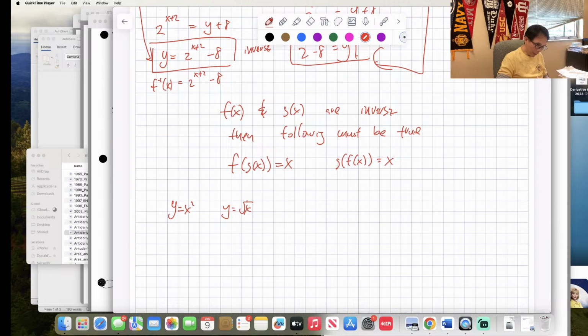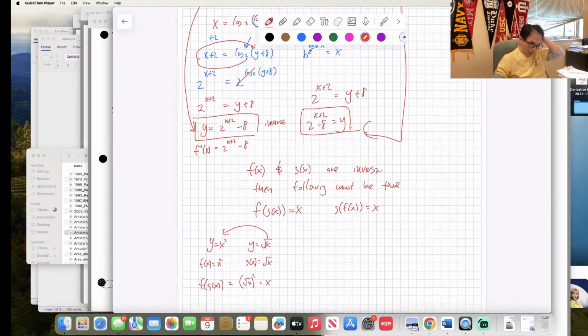So if I plug this in here, let's just say one of them is f of x, one of them is g of x, and I plug this in here, so f of g of x, that's equal to square root x squared, that's equal to x. So they are inverse to each other. You verify that's inverse. So I'm going to do the same thing on here.